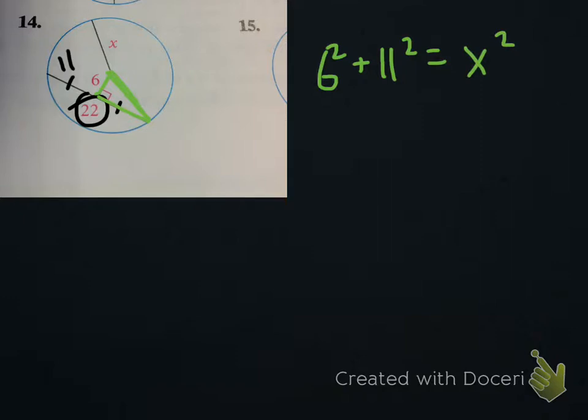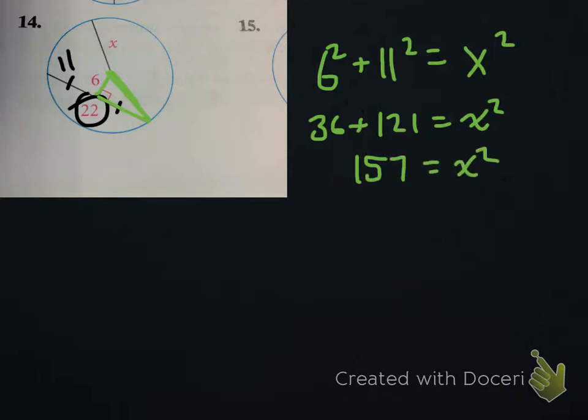So when solving this, we have 6 squared, which is 36, plus 11 squared, 121, equals x squared. 121 plus 36 is 157, equals x squared. So you would then say that x equals radical 157. This is not a Pythagorean triple, but nonetheless we can still solve for what x is. I don't think this can be simplified, which means you just leave it as radical 157.